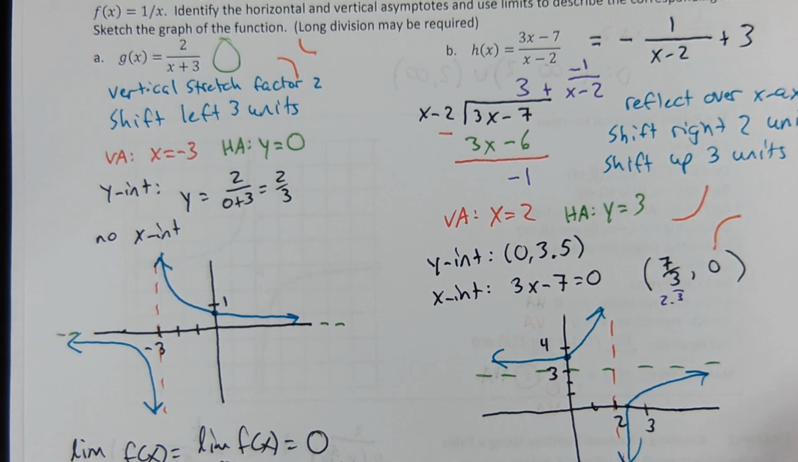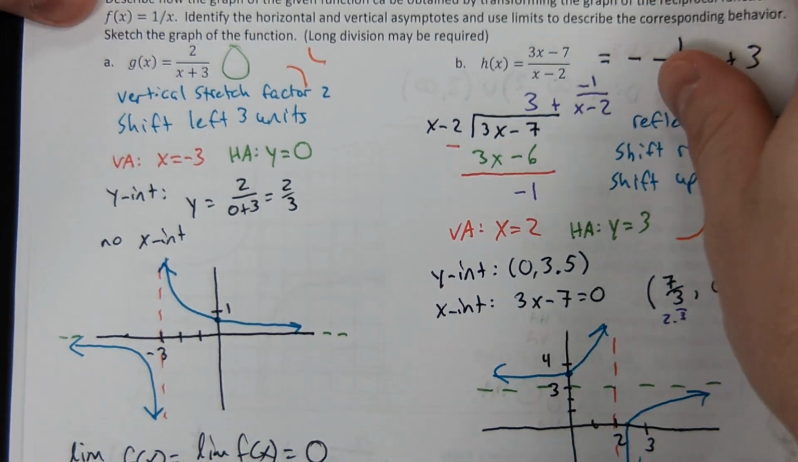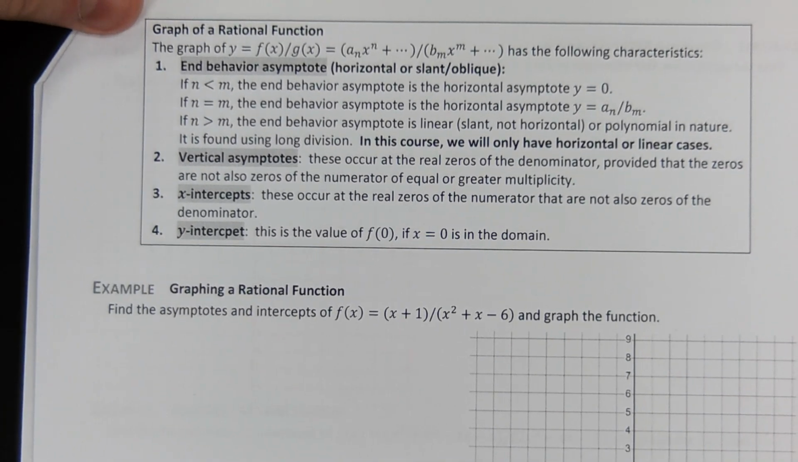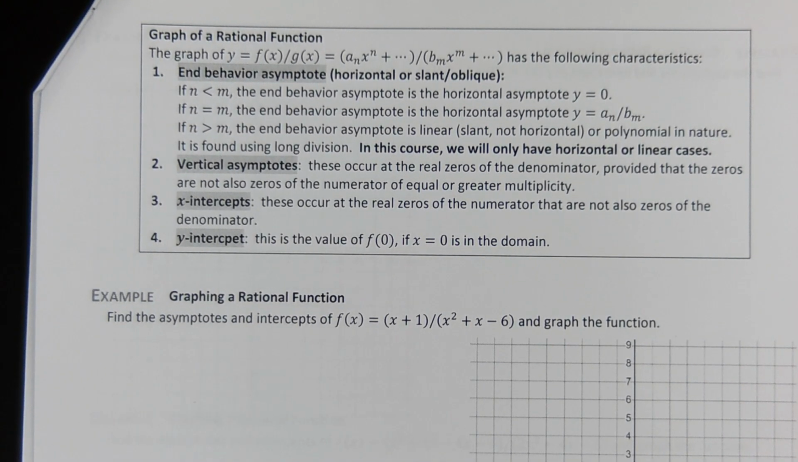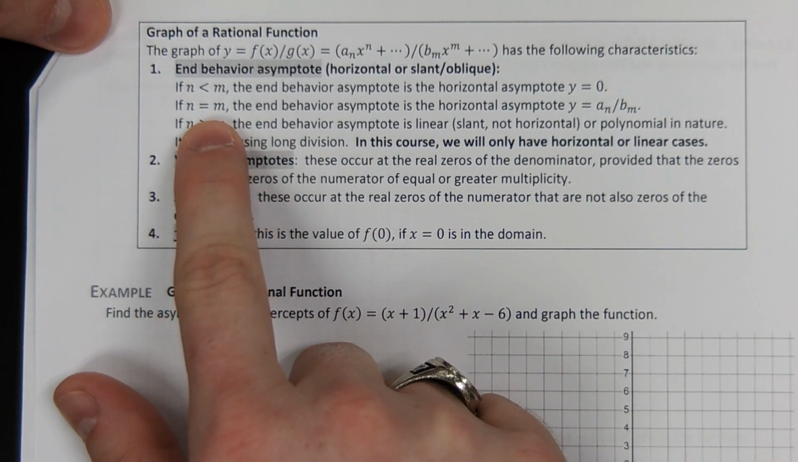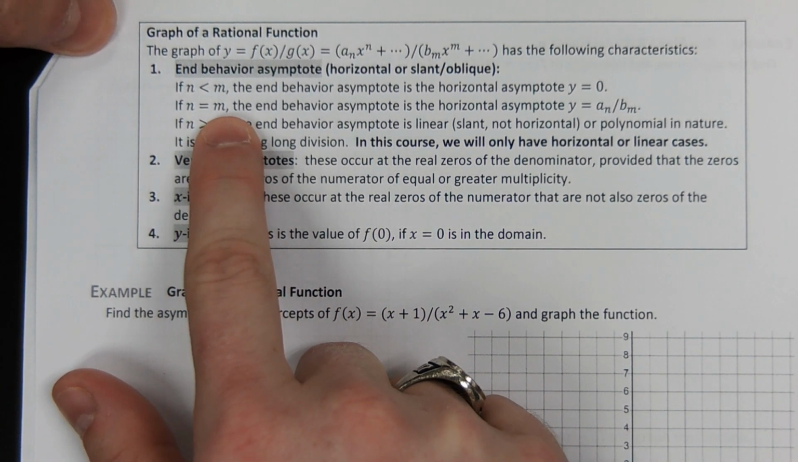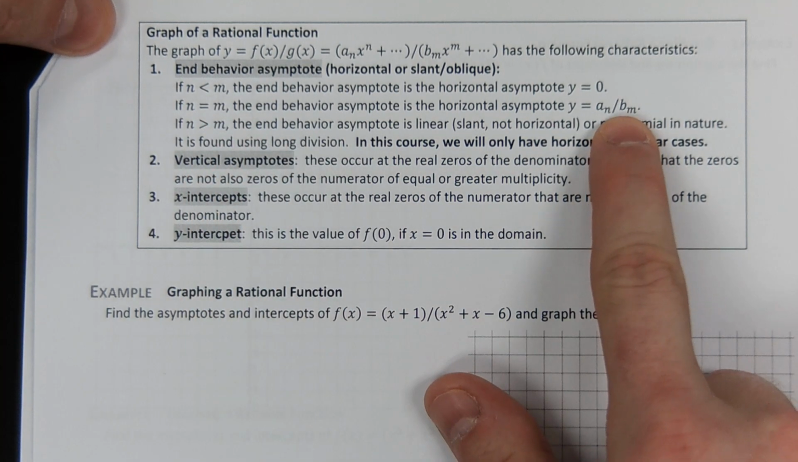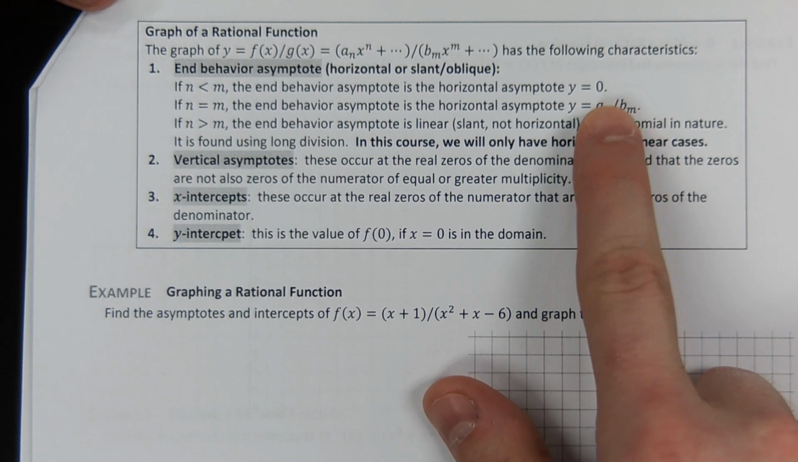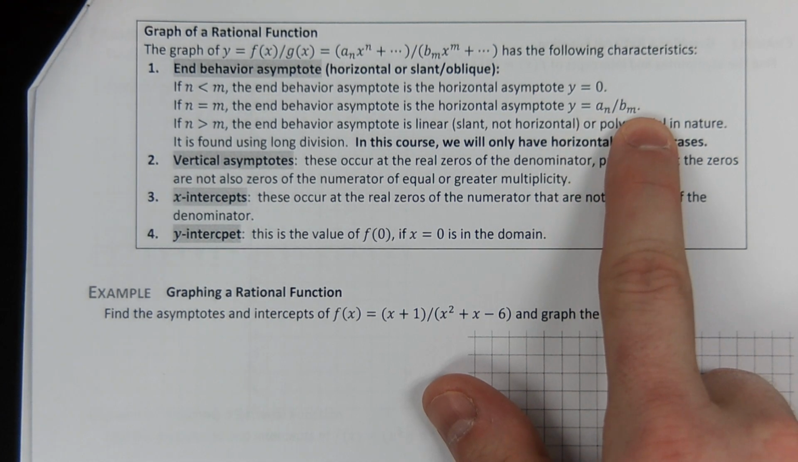So yeah, you could memorize it or you could understand it. When the degree of the numerator is less than the degree of the denominator, it automatically has a horizontal asymptote at y equals 0. The next rule, when the degrees are equal to each other, your in-behavior asymptote is horizontal. And it's going to be the fraction leading coefficient divided by leading coefficient.